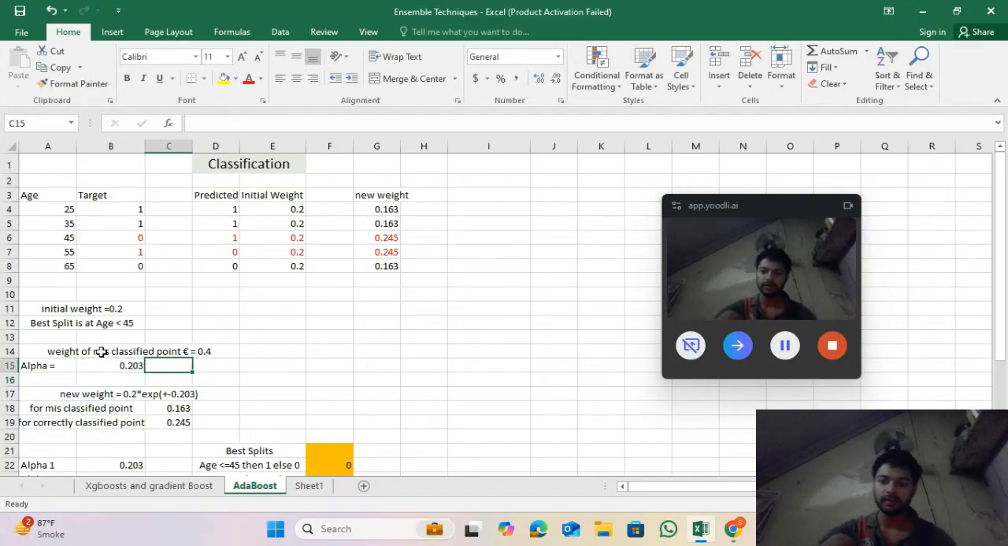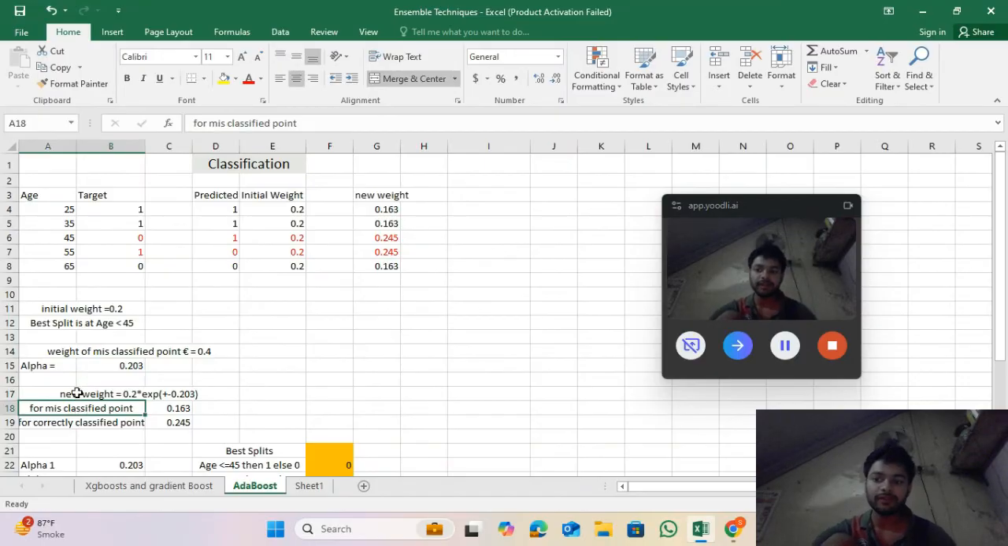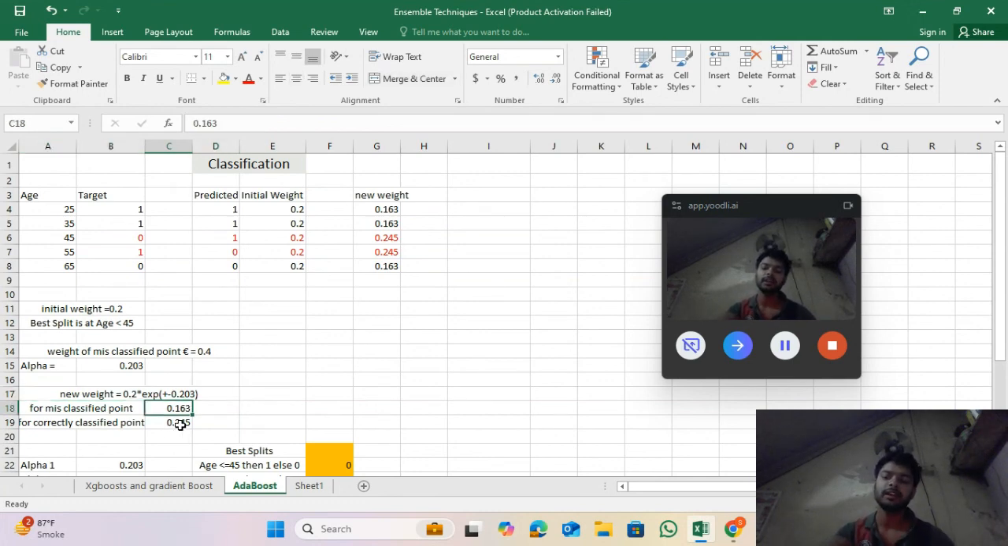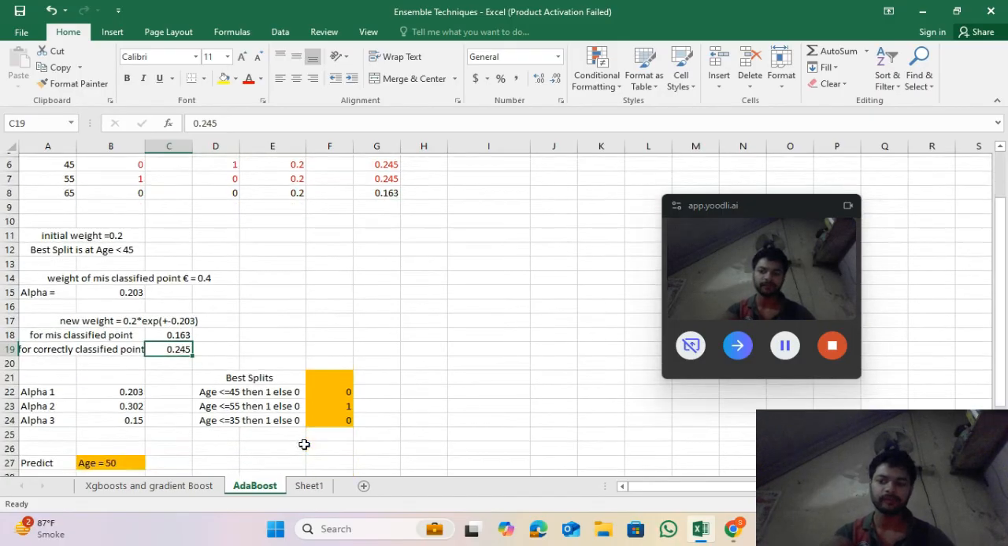So you will end up having a value of 0.203, and your new weight will be the old weight, 0.2, multiplied by exponential of alpha, where you add alpha in the case of misclassification and subtract in the case of a correctly classified point. So the new updated weights will be 0.163 and 0.245, which are present over here.